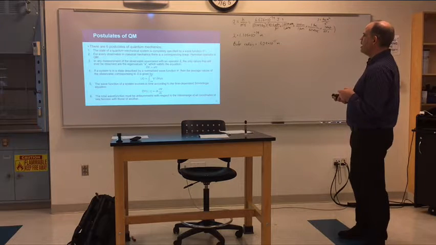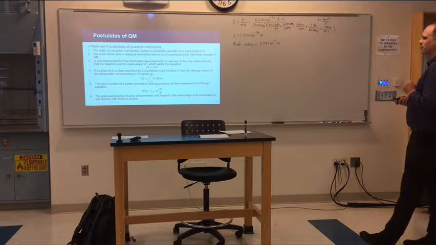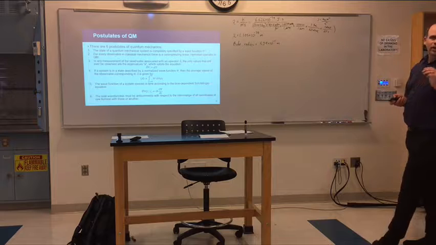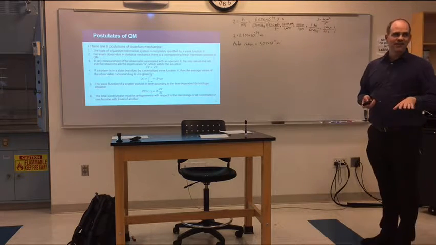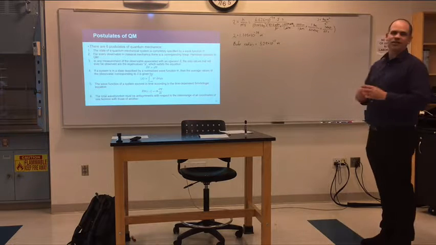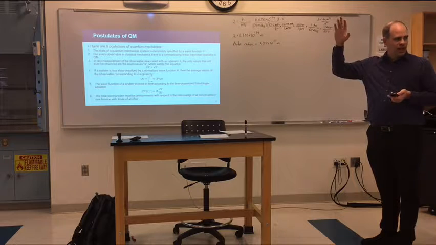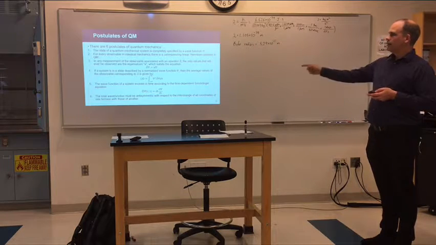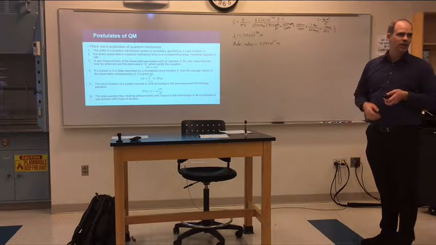If a system is in a state described by a normalized wave function, we'll get into what that is, then the average value of the observable corresponding to that operator is given by this particular function. We'll get into all that why. I swear this will all make sense soon, right? But this is sort of giving you the guidepost of where we're going, right? So essentially, the stuff we're gonna get into in just a sec, this is what it's all for, and then we're going to explain what all these terms mean.